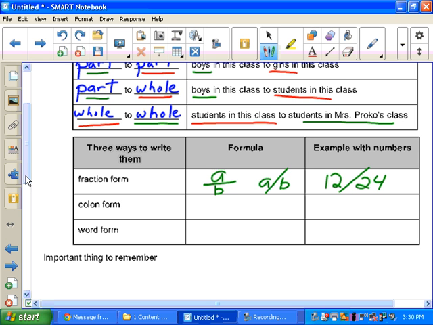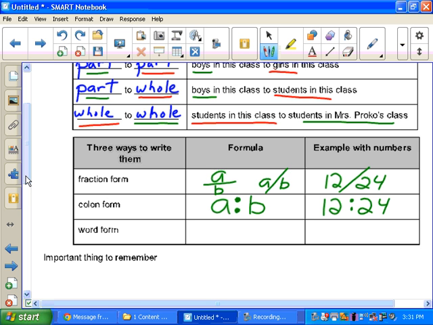The colon form is a method that you may be familiar with if you've looked at aspect ratio of screens before. They are written with a colon, and a colon are the two dots to separate things. And we can use the same A to B there. I could write my same ratio of 12 to 24 using the colon. 12 to 24. And it means the exact same thing as when I use the fraction bar.